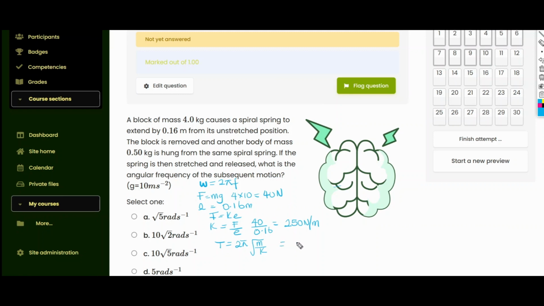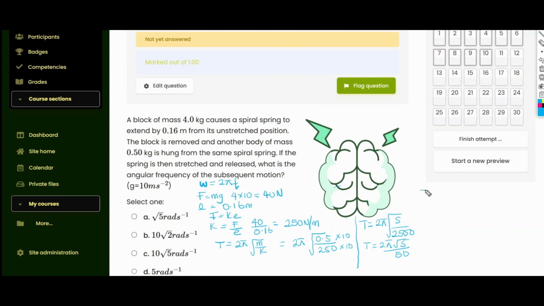So now this will be equal to 2 pi root 0.5 over 250. To simplify this better, we multiply by 10, so we have figures we could play with. So we know that T is equal to 2 pi root 5 over 2,500. So we can see that T will be equal to 2 pi root 5 over 50, since root 2,500 is 50.